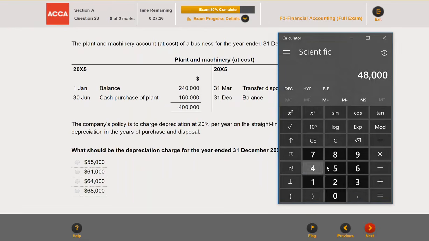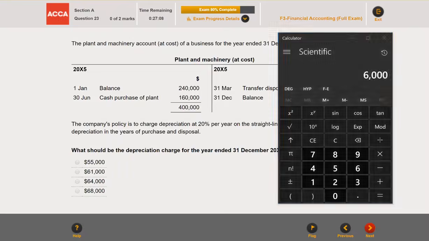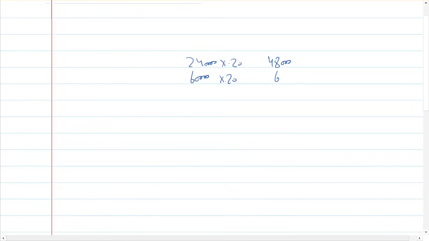So 60,000 multiplied by 0.20 multiplied by 6 divided by 12. 6,000. So 6,000 for this one.